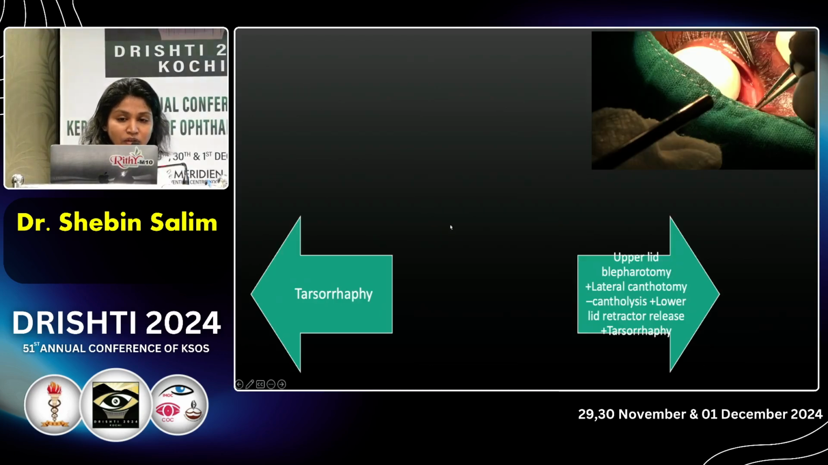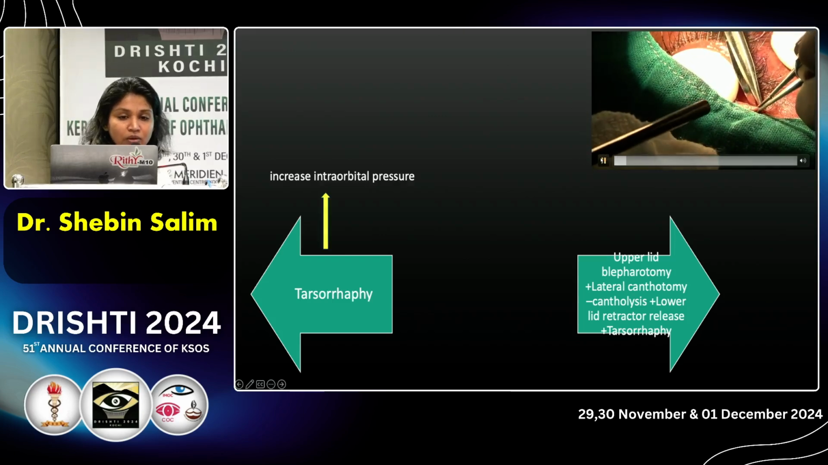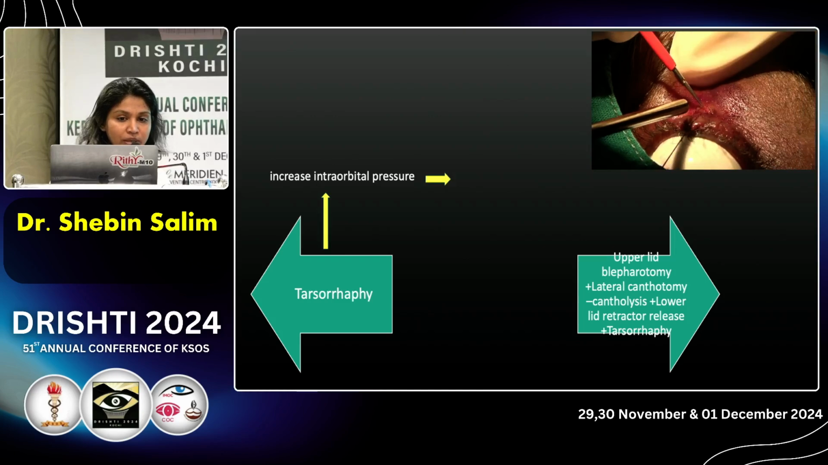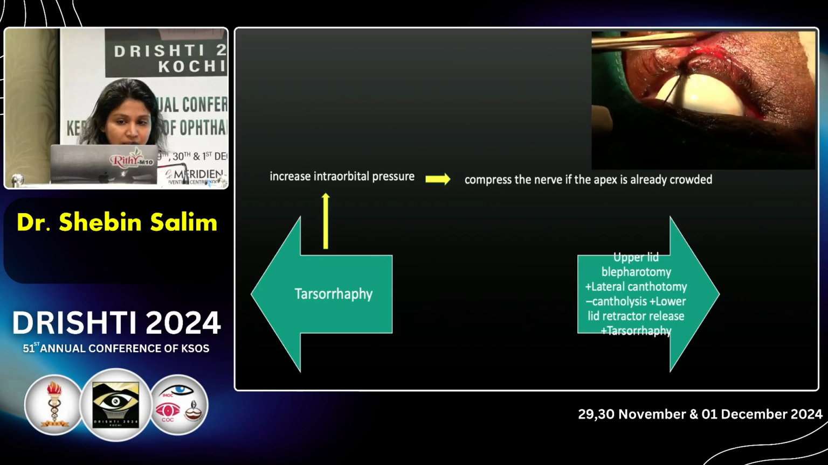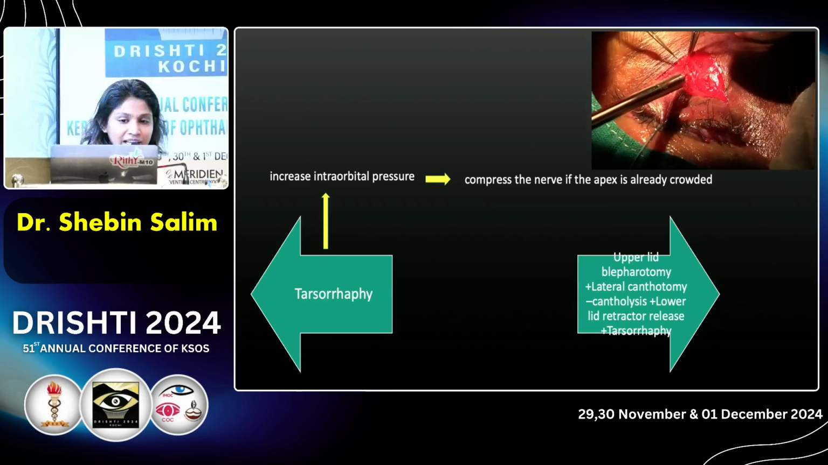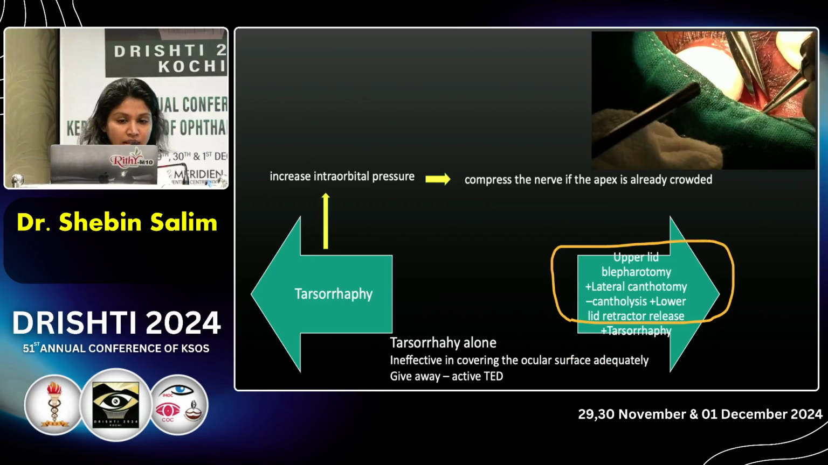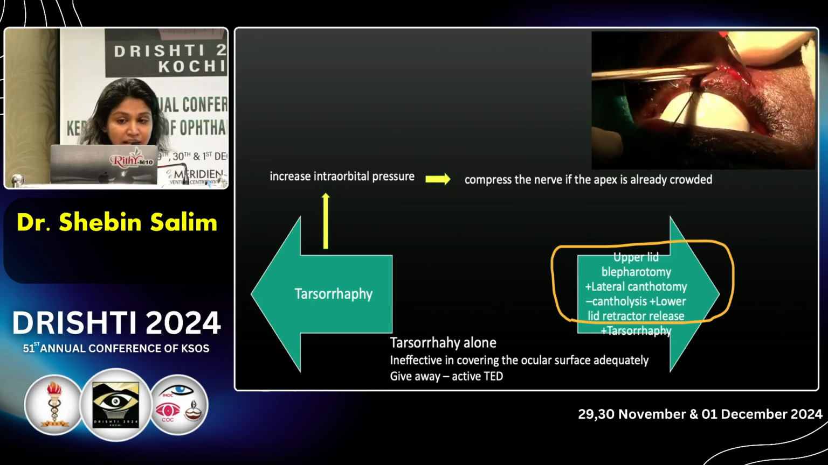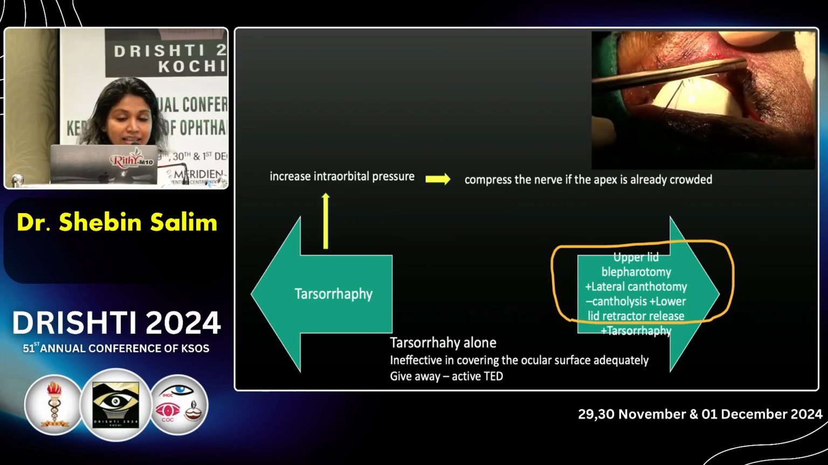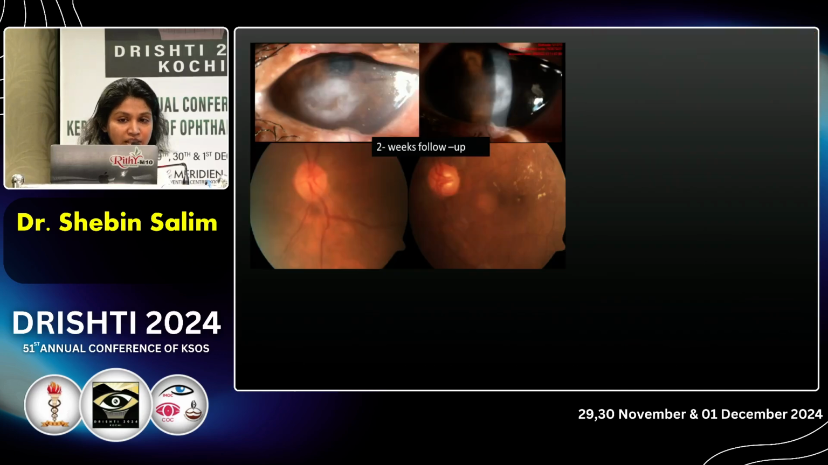So why do we have to do such an aggressive ocular surface protection? Because if you do tarsorrhaphy alone, this in turn increases the intraorbital pressure and compresses the optic nerve if the apex is already crowded. That was the case here. So we have to do the additional relaxing procedures. Also, the tarsorrhaphy alone will not be effective in covering the ocular surface in this kind of severe thyroid eye disease, and it can give way because of ongoing orbital inflammation.